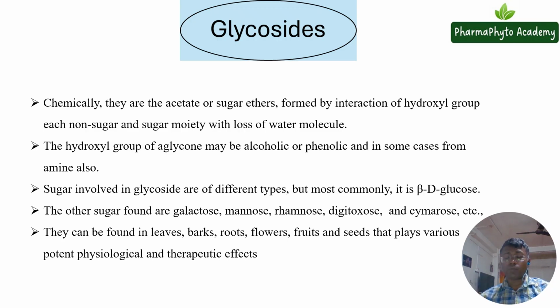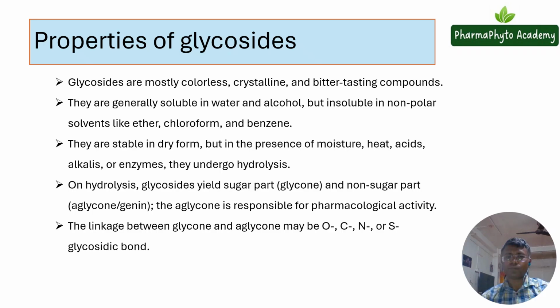The sugar present in these glycosides most commonly is beta-D-glucose, and other sugars are also present, such as lactose, mannose, rhamnose, digitoxose, and saccharose. These glycosides are present in different parts of plants, such as leaf, bark, wood, flower, seeds, and other parts also. They play a vital role in healthcare systems, and they show different therapeutic activity.